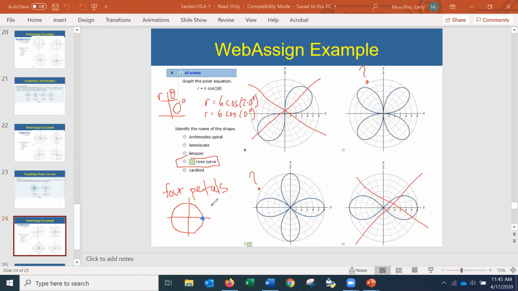But I know that point is 1 comma 0, right, in XY notation. I also remember the x coordinate is the cosine. So what this is telling me is cosine 0 degrees is equal to 1. All right, so that means this is going to be r equals 6 times 1, which is 6. So this r value is 6. Okay, so I have 6 comma 0 degrees as this r comma theta.